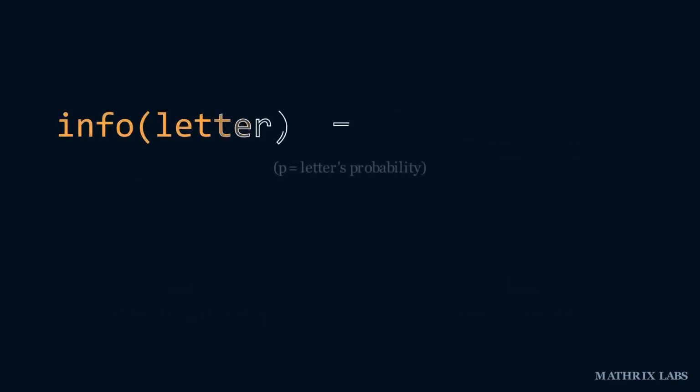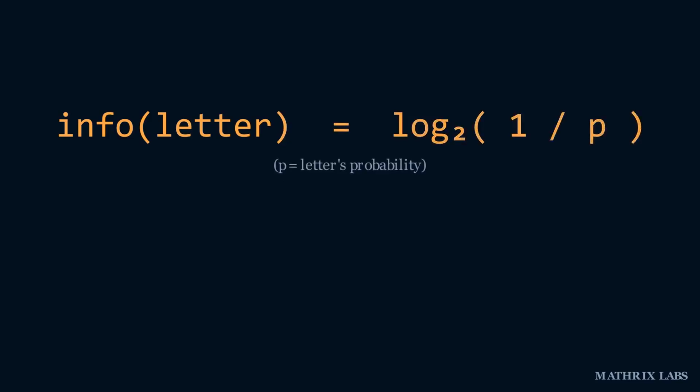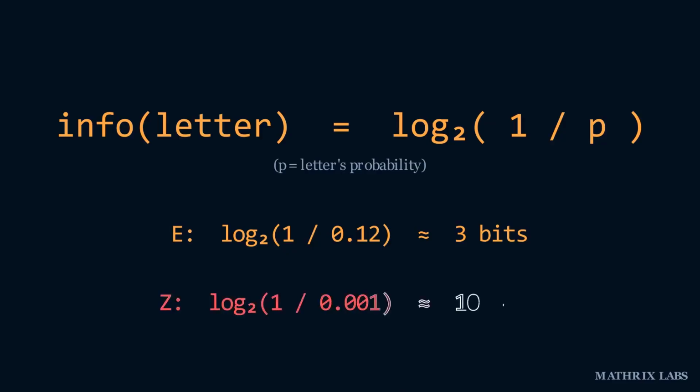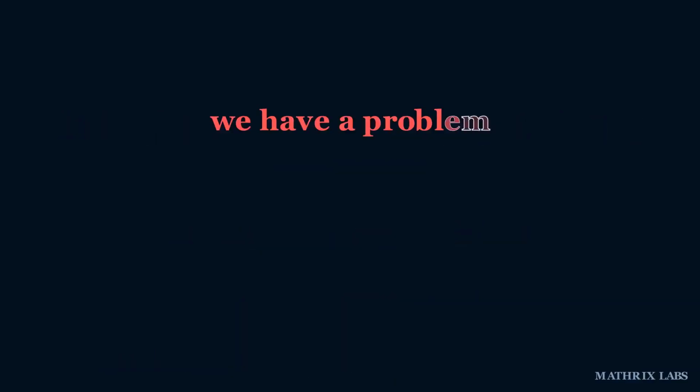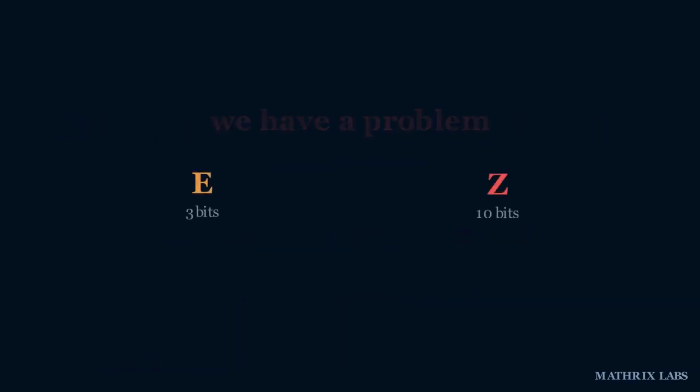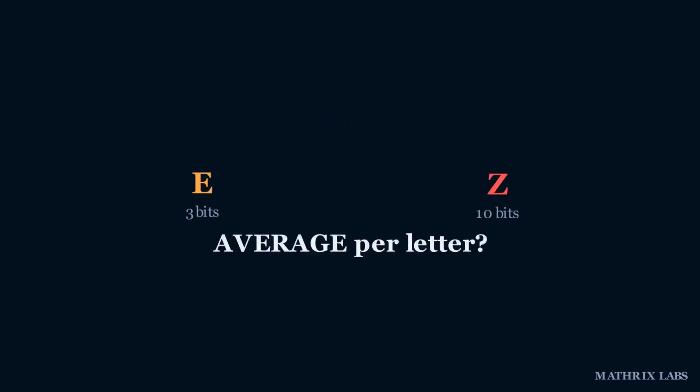Specifically, the information from one letter is log base 2 of 1 divided by its probability. Plug in E, probability 0.12, and you get only about 3 bits. Plug in Z, probability 0.001, and you get nearly 10. The smaller the probability, the bigger the surprise, the more bits. Now we have a problem. Some letters carry a lot of bits, some carry almost nothing. What's the average information per letter?